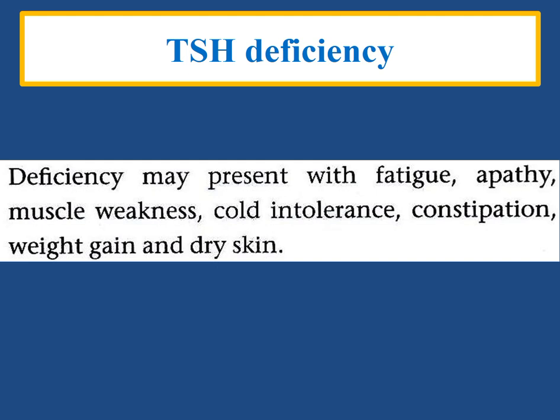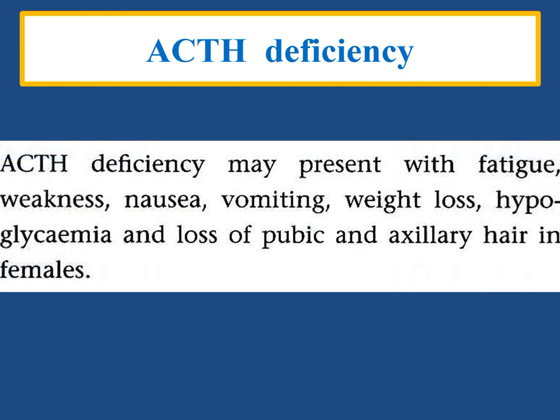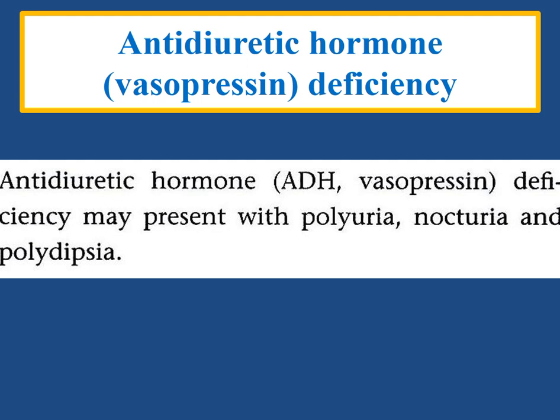TSH deficiency. TSH deficiency may present with fatigue, apathy, muscle weakness, cold intolerance, constipation, weight gain, and dry skin. ACTH deficiency. It may present with fatigue, weakness, nausea, vomiting, weight loss, hypoglycemia, and loss of pubic and axillary hair in females. Antidiuretic hormone vasopressin deficiency may present with polyuria, nocturia, and polydipsia.